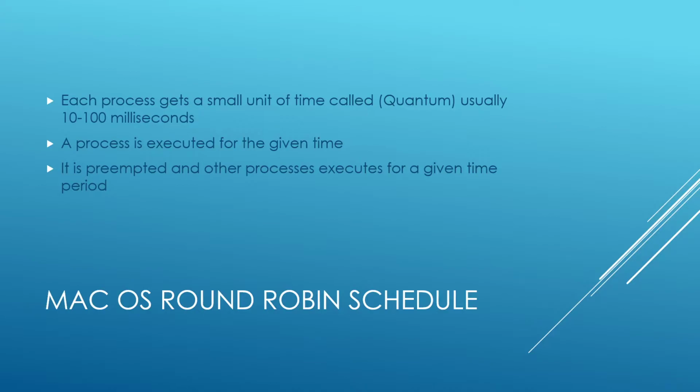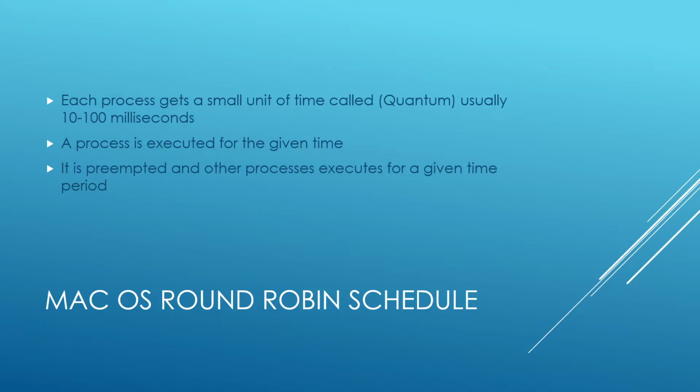Each process gets a small unit of time called a quantum, usually about 10 to 100 milliseconds long. A process is executed for the given time quantum. It is preempted and other processes execute for a given time period as well. It is a simple, easy way to implement and starvation free, as all processes get a fair share of the CPU. One of the most commonly used techniques in CPU scheduling as a core.